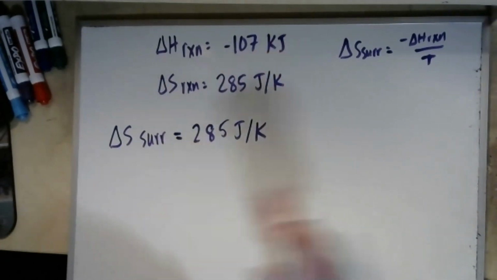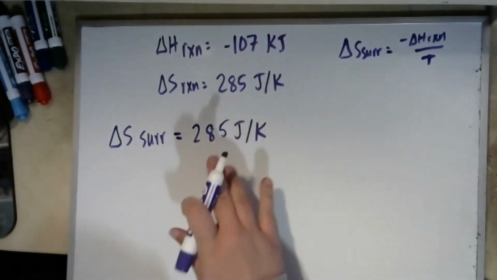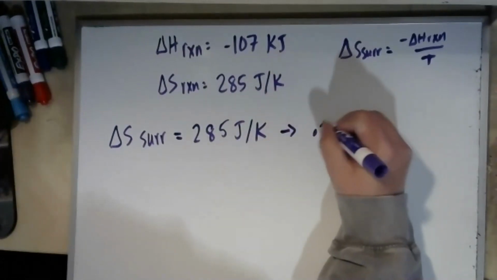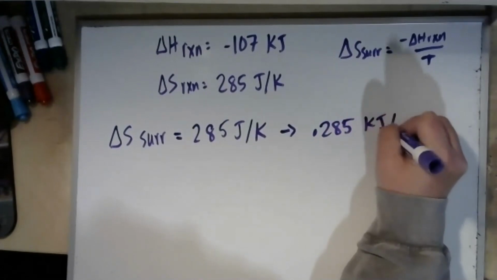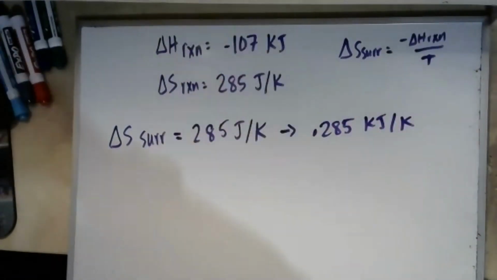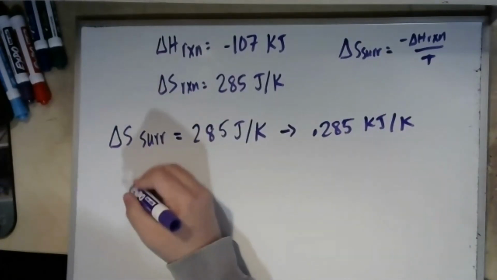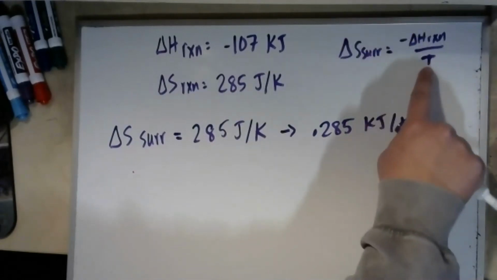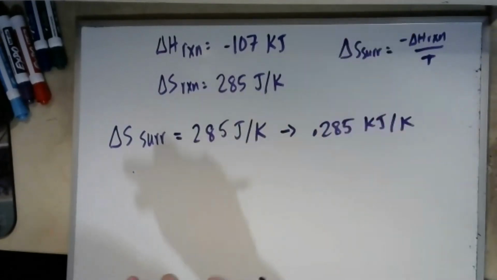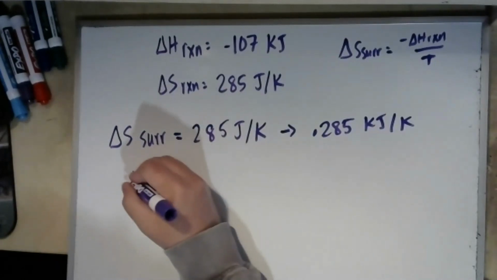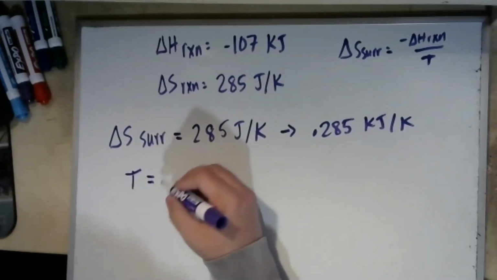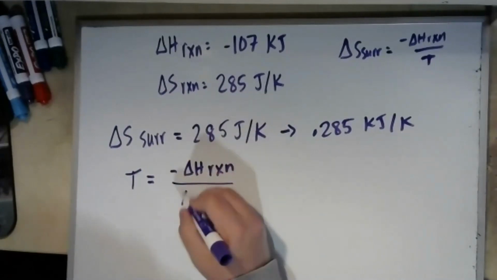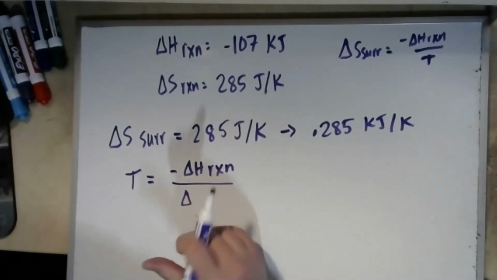So you can convert either one. You can convert the kilojoules into joules, or vice versa. It doesn't really matter. I'm going to turn this into 0.285 kilojoules per Kelvin, because that seems easier than writing some exponents over here. Okay, so now I'm going to take this equation up here and I'm going to solve it for temperature. So temperature is going to be equal to negative delta H of the reaction divided by delta S of the surroundings.